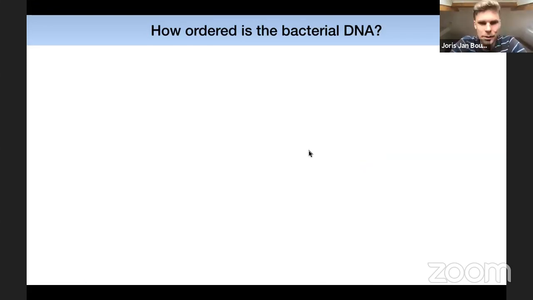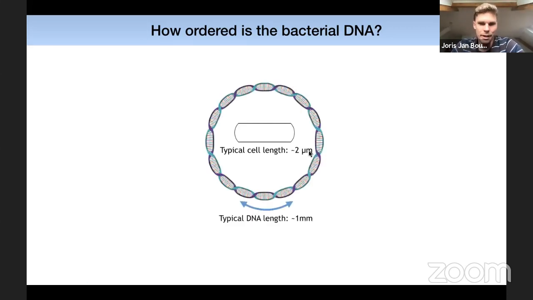So today I will tell you about inferring the organization of the bacterial chromosome. The question that we're interested in is how ordered is the bacterial DNA? To give you some sense of the length scales involved, a typical bacterial cell is around 2 micrometers long, whereas the entire circular chromosome is around 1 millimeter. So this implies the chromosome has to be highly compacted to fit inside the cell.